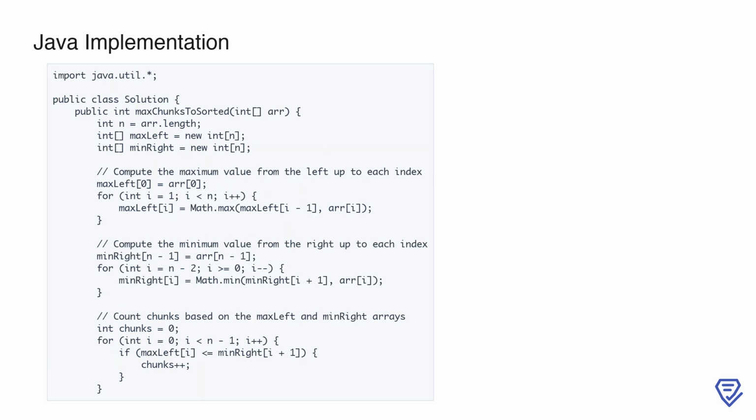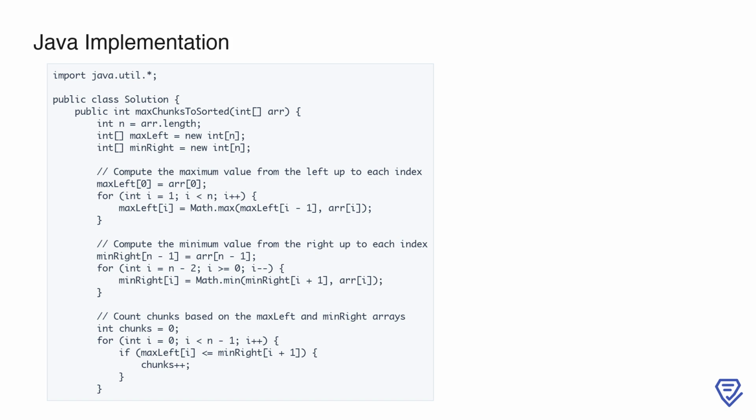Here, we begin by importing the necessary libraries and defining the solution class. The core function, maxChunksToSorted, takes an integer array as input and aims to calculate the maximum number of chunks we can divide the array into, such that sorting each chunk individually will result in the entire array being sorted. To achieve this, we start by initializing two arrays, maxLeft and minRight. The maxLeft array will store the maximum values encountered as we traverse the array from the left, while minRight will store the minimum values as we traverse from the right.